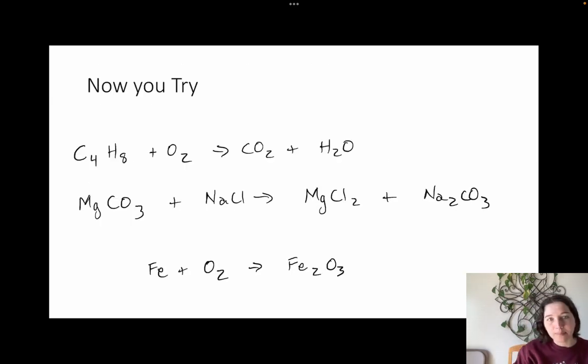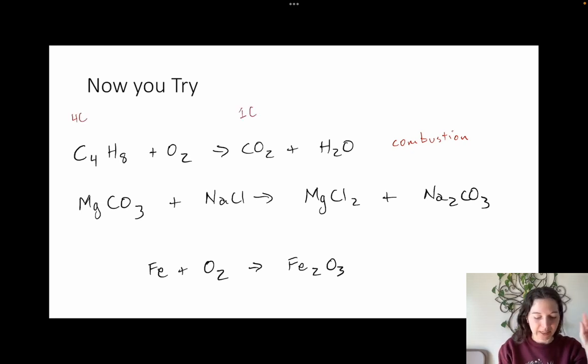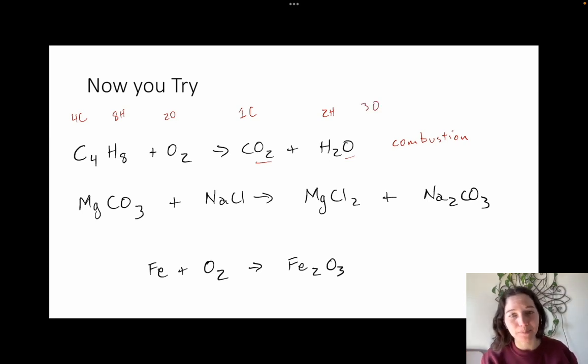So let's take a look at this. This first reaction is a combustion reaction. Let's first assess the situation and see what's imbalanced so we know what we need to fix. We've got 4 carbons over here. We've got 1 carbon over here. Okay, so that needs to be fixed. Hydrogen, we've got 8 hydrogens and 2 hydrogens. That also needs to be fixed. We've got 2 oxygens. Oh no, this isn't looking good. We got 3 oxygens over here, 3 oxygens. Okay, so everything needs to be fixed on this problem.